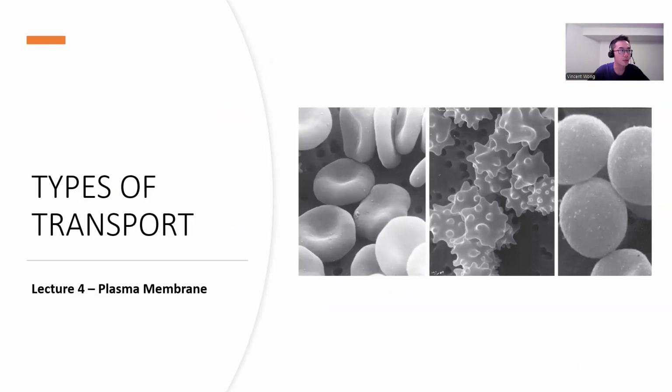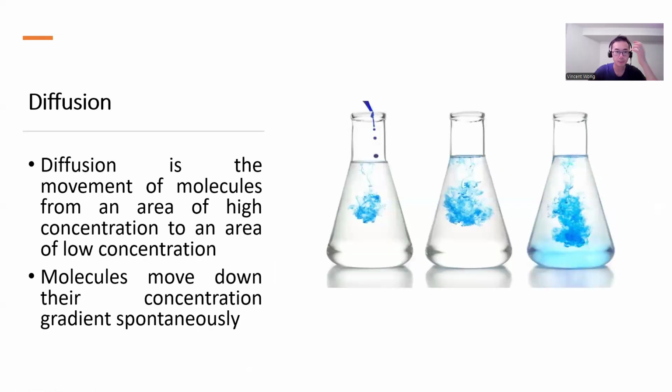All right, now we're going to talk about different types of transport, specifically how we move things in and out of the cell. We have 3 pictures here of red blood cells. We're going to go through the different cases that would result in these conditions for the red cells. But first, let's start with something simple. We have diffusion. Diffusion is the movement of molecules from an area of high concentration to an area of low concentration.